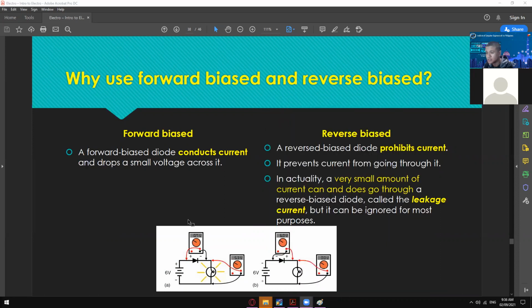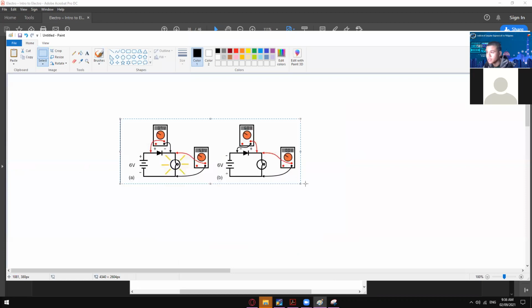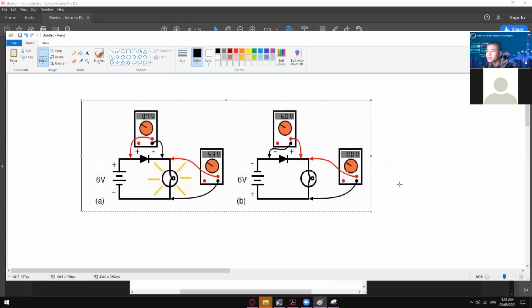So let me just zoom this one in. So that is the reason why we have a reading of 0.7 volts right here. And then the rest will flow on our bulb, which is 5.3 volts because we have a total of 6 volts right here. So if you want to have an exact reading of 5 volts, then you must have a 5.7 volts voltage source on this one.